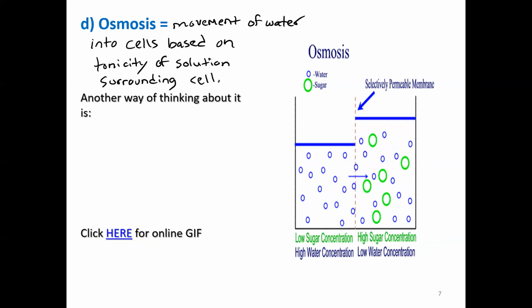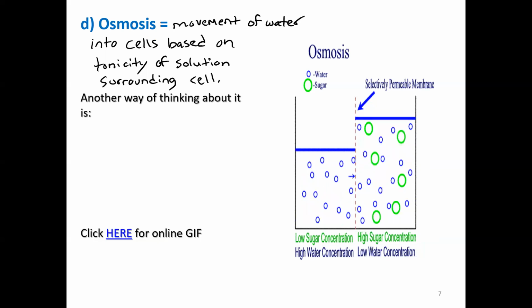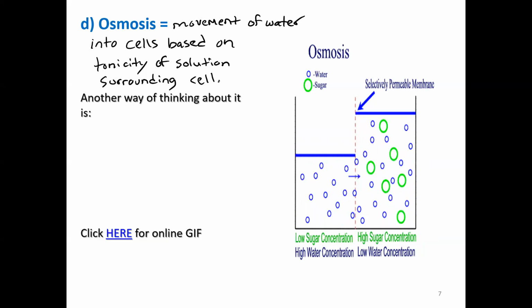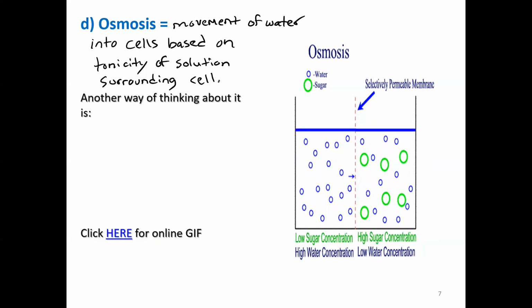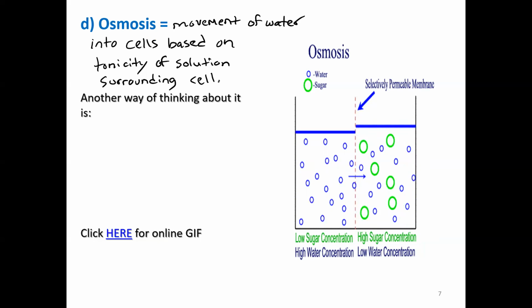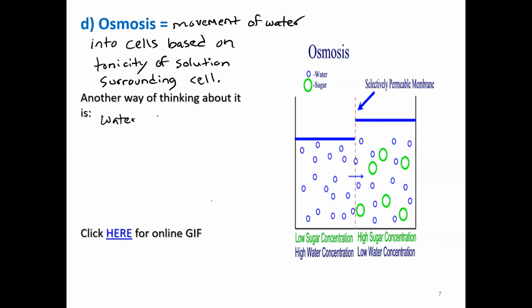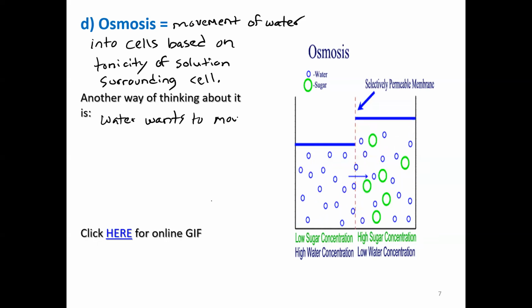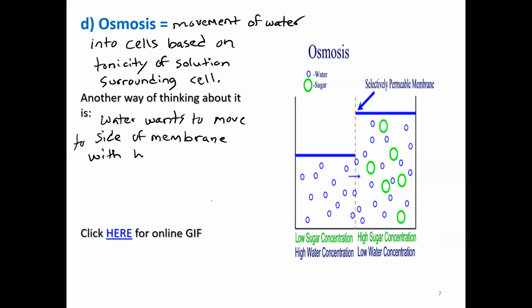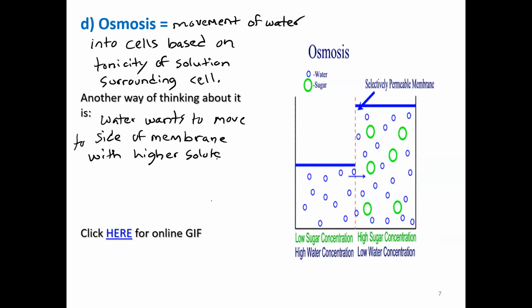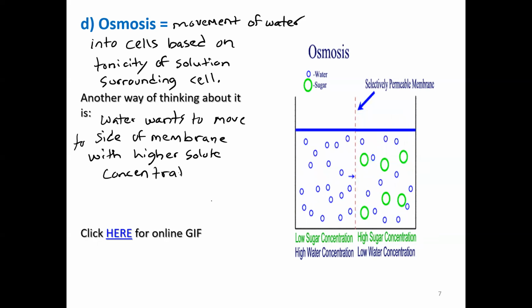Here's another way of thinking about it, because this is really how water moves. Over here, we have water, the little blue circles, and the green circle is sugar. There's a lot of sugar on the right side of this membrane and no sugar on this side. What water wants to do is cross the membrane to the side where the solute concentration is greater, and go dilute it. Water wants to move to the side of the membrane with greater solute concentration. This is how I think of it: water wants to dilute things.